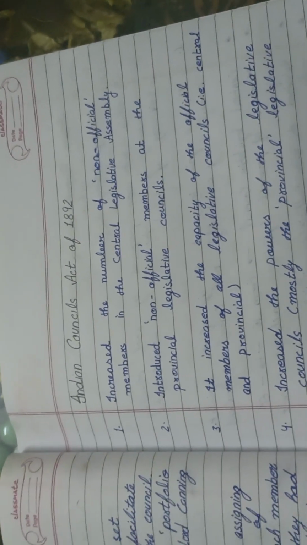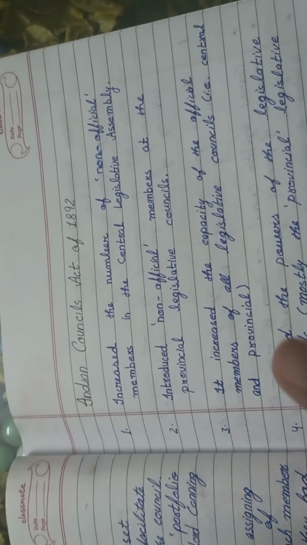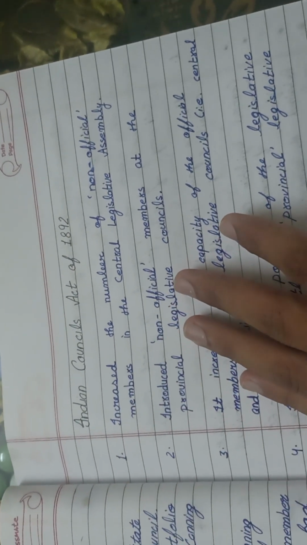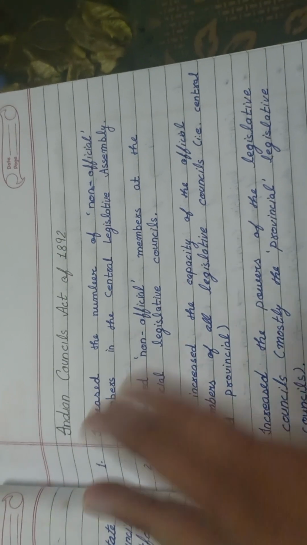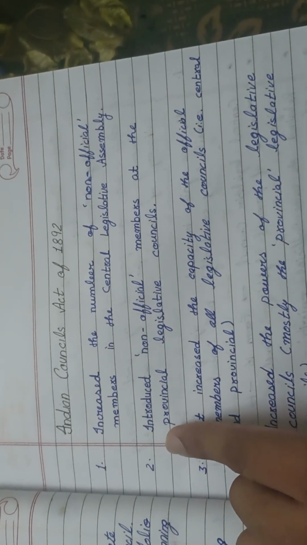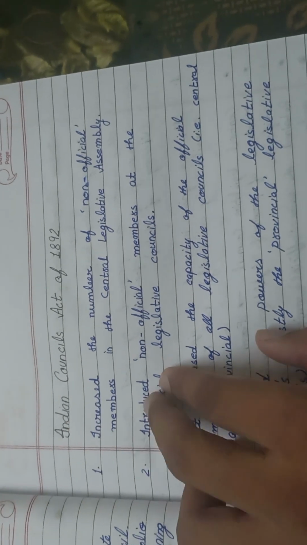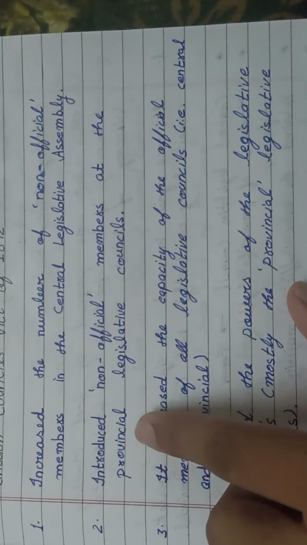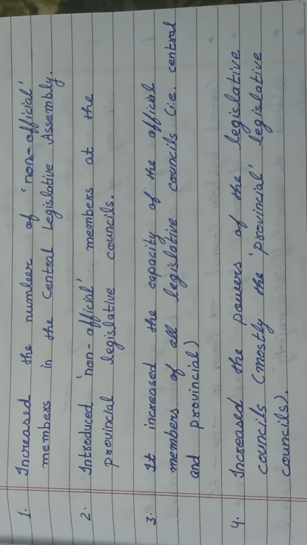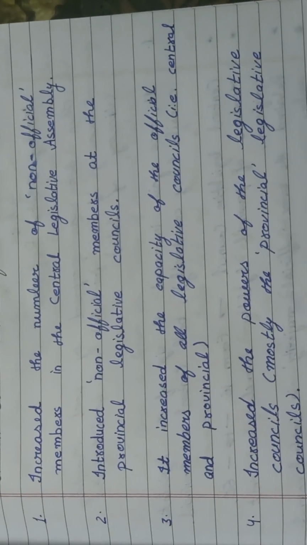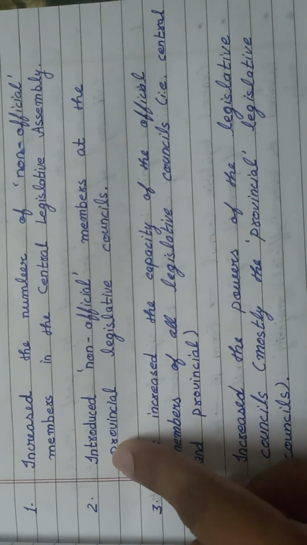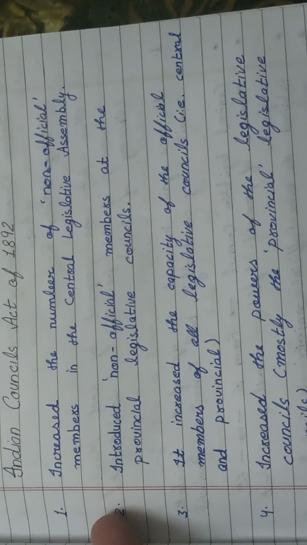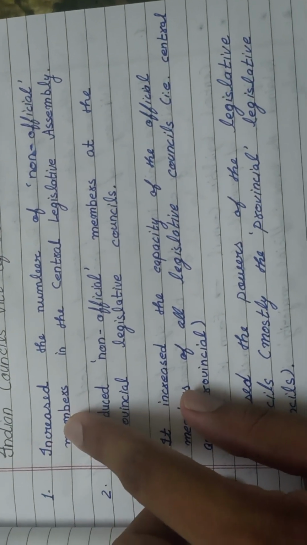So at this point we noted that in the previous act we introduced non-official members, and in this act we are increasing their numbers. Previously we had 3 non-official members, now we would have even more. The second point: this act introduced non-official members at the provincial legislative councils. The previous act had introduced non-official members at the central legislative council, and this act introduces them at the provincial legislative councils while increasing their numbers at the central legislative council.